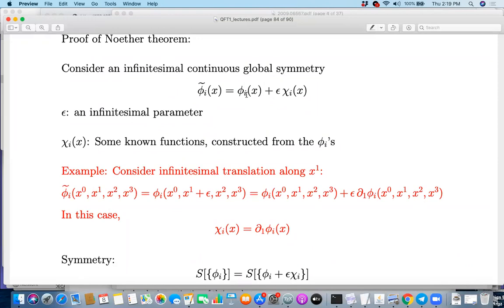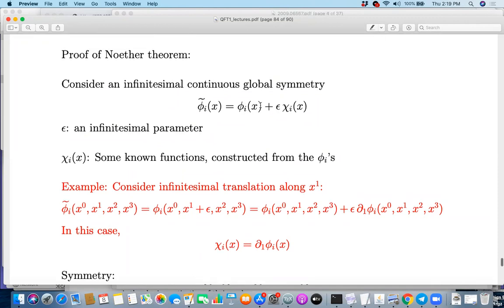Could be an arbitrary number of derivatives. I'm not saying only first derivative. But in general, this is constructed from phi and its derivatives, right? Otherwise, what can it depend on? Because the symmetry transformation parameters have been taken out explicitly. So phi i tilde to begin with depended on phi and the symmetry transformation parameters. But once the parameter has been taken out explicitly, the only thing that remains for it to depend on is phi and its derivatives.